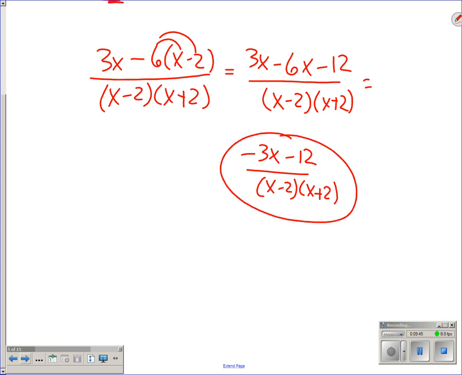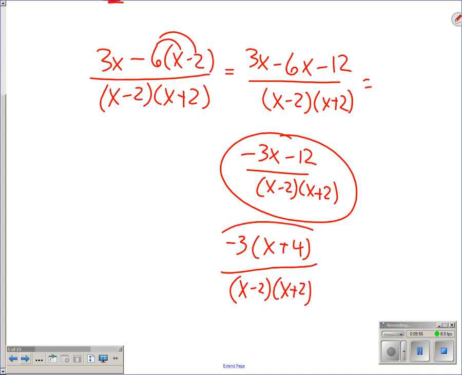I guess on top you could take out a negative 3, but that doesn't really help us at all because it doesn't reduce anything on the top or bottom. So there's really no point to get to this point, but either one's good with me.